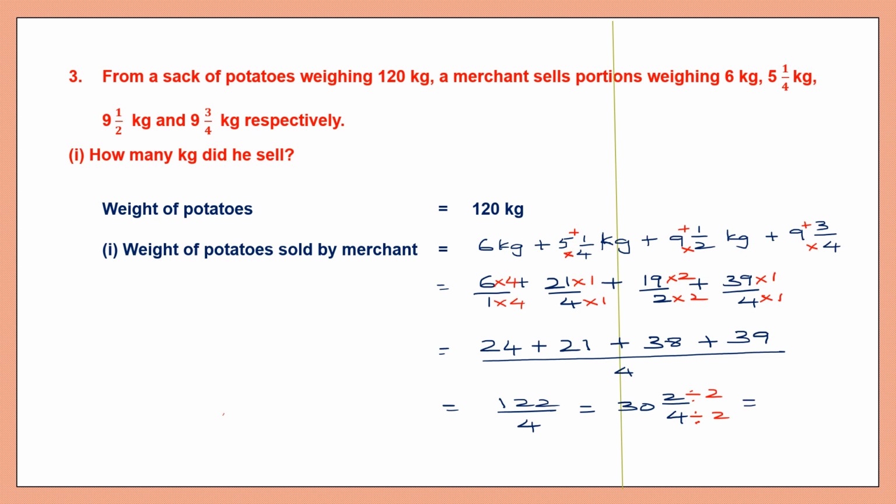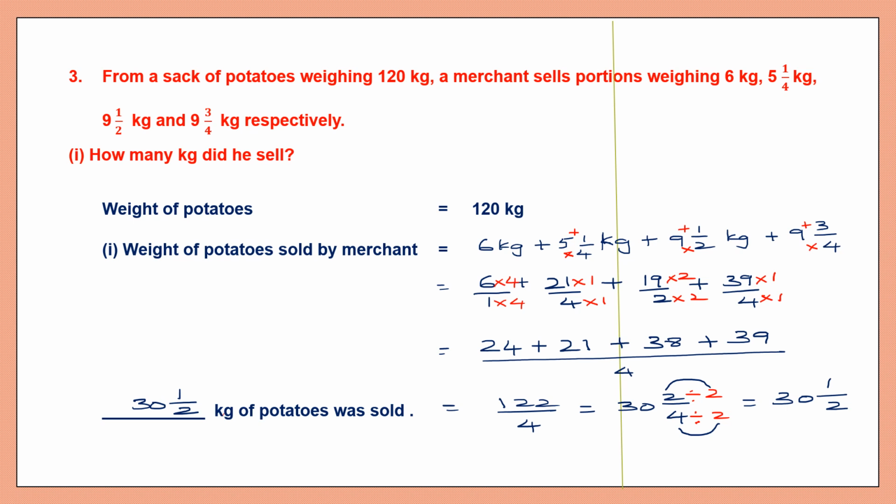Okay, so 30 will remain the same. The whole number will remain the same, but we'll reduce only the fraction. 2 into what is 2? 2 1s are 2 and 2 2s are 4. So what do we have here? 30 1 by 2. So how many kilograms of potatoes were sold? 30 1 by 2 kilograms of potatoes was sold. Okay, so this is the answer to the first question.